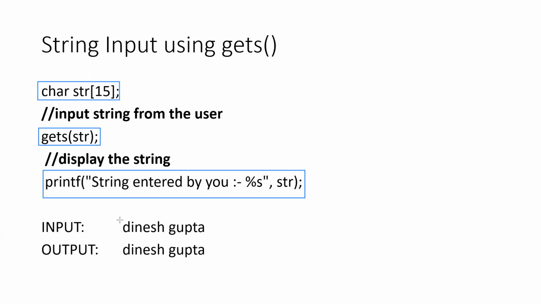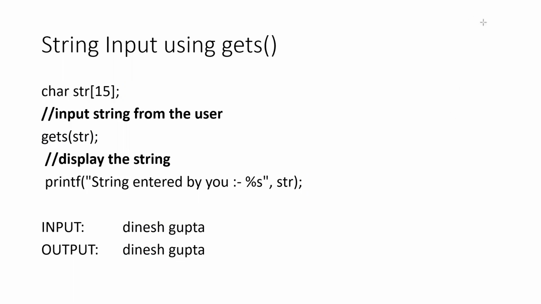Now let's have a look at the output. Let us suppose that the user enters Dinesh Gupta. The output is also Dinesh Gupta. That means the gets function is capable of accepting inputs which include blank space as well. So this is an advantage of using the gets function over the scanf function while accepting the input for the string.